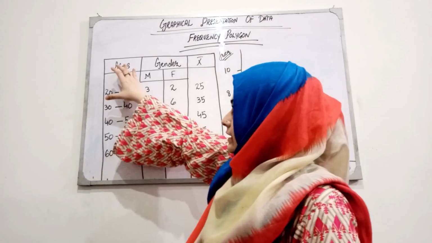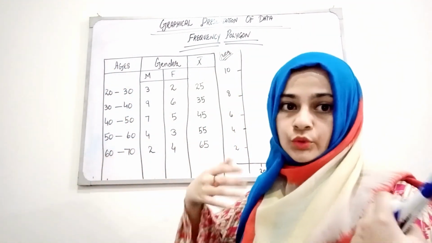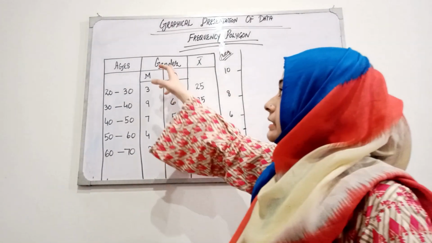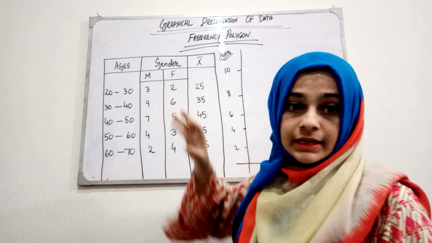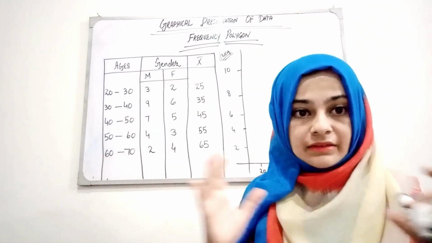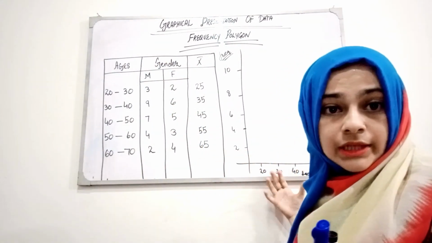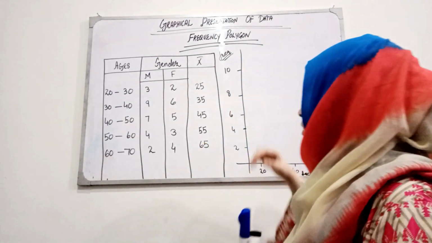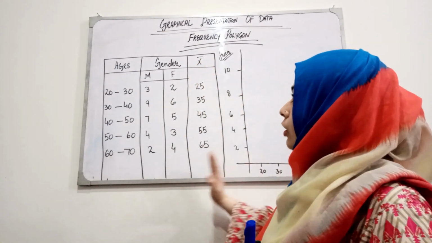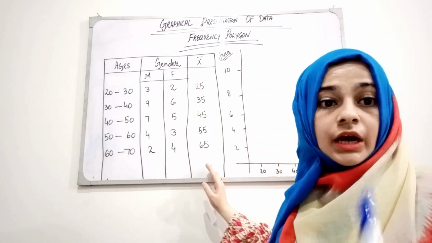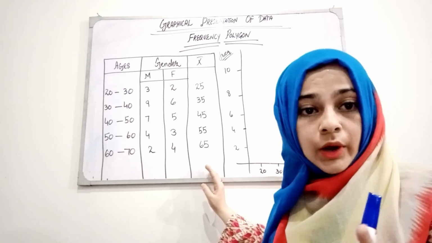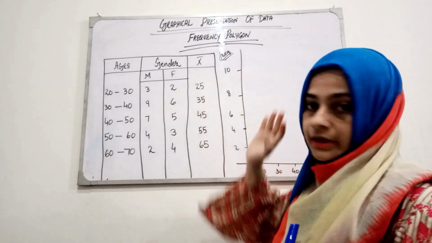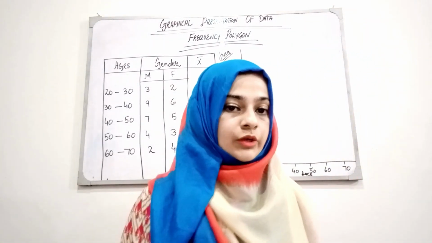You are seeing that it is grouped data. I have told you that frequency polygons are created for grouped data. Now let's see, the gender is split into male and female. In the frequency polygon, we need to display both data sets, and there is the midpoint. Always remember, for the frequency polygon, you have to calculate the midpoint in the table. So the midpoints are written here. Let's see how to construct the frequency polygon.